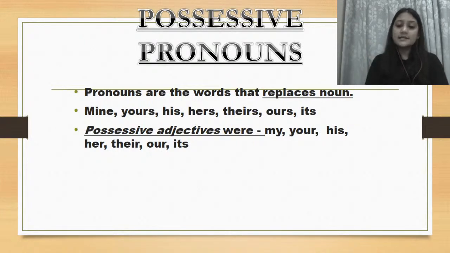It's common in both scenarios, but my becomes mine, your becomes yours, his will remain his, her will become hers, their will become theirs, our will become ours, and its will remain its, right? So basically his and its are the same, otherwise there will be an s when it comes to possessive pronouns. And when it comes to possessive adjectives or determiners, they are my, your, his, her, their, our, its.